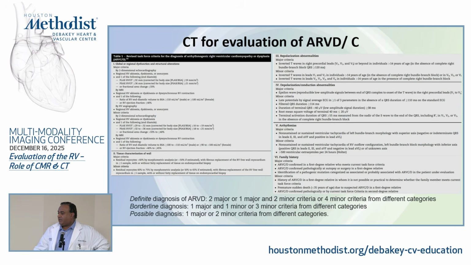This is that task force criteria. It's long. Imaging is only one part of it, remember. Dr. Shah showed you the imaging criteria, which goes over the RV ejection fraction, less than 40%, and also the RV wall motion abnormalities, which is key. And there are major and minor criteria, and you get either a definitive, borderline, or possible diagnosis based on the number of major and minor points you have. And then, of course, other than imaging, there is the tissue characterization and all the EP abnormalities and family history that go into it.